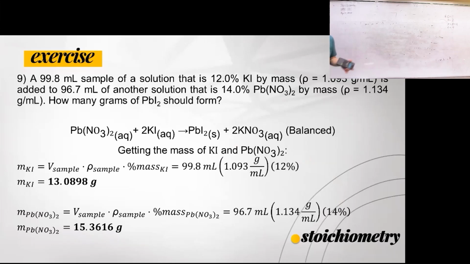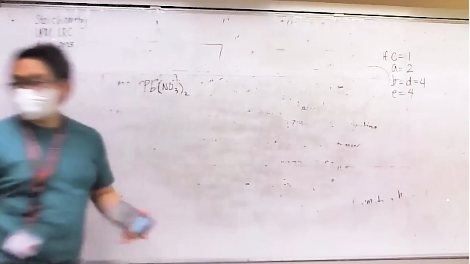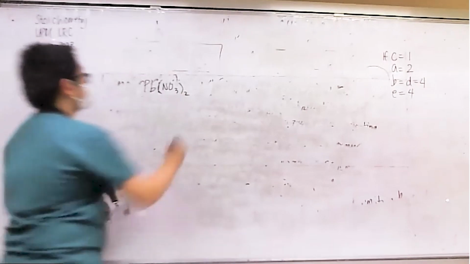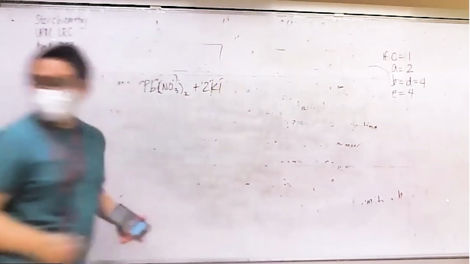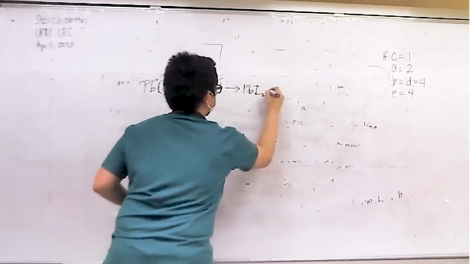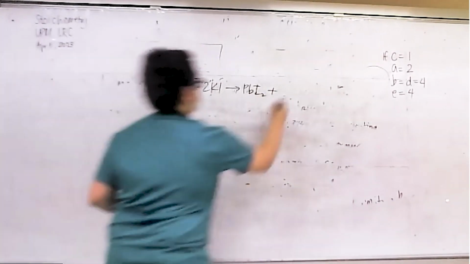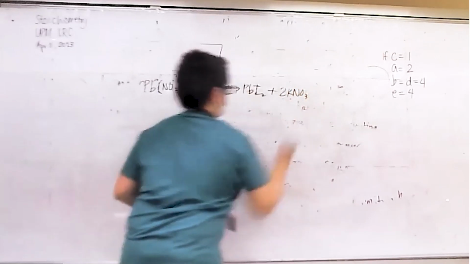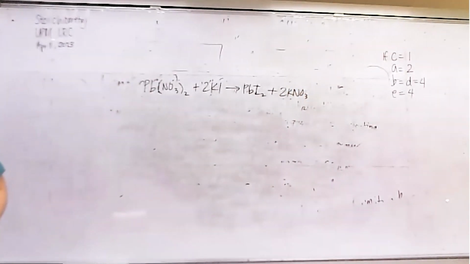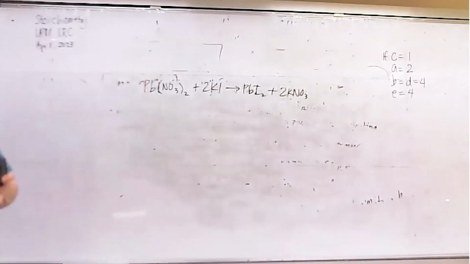Okay, so the reaction is given, so let me write it: Pb(NO3)2, so it's a good thing the reaction is already balanced, PbI2. So this is what we want from the problem, the product, plus 2KNO3. And it says they're balanced. So from there, we want the mass of the PbI2 produced, the one formed from the reactants.